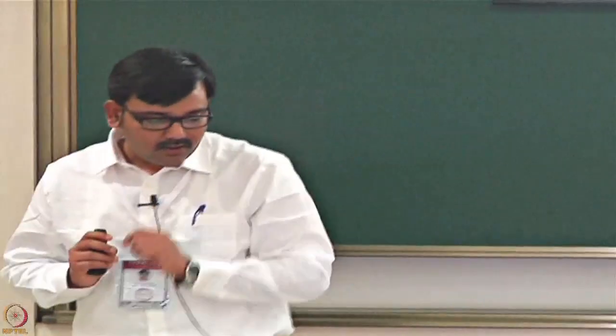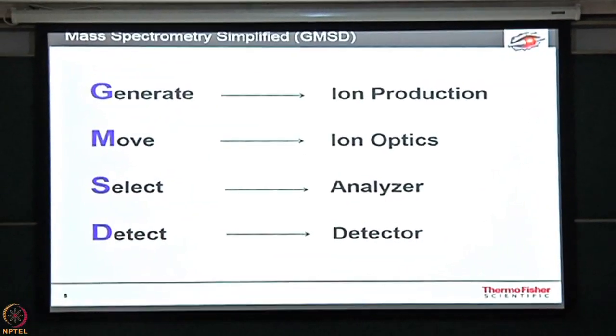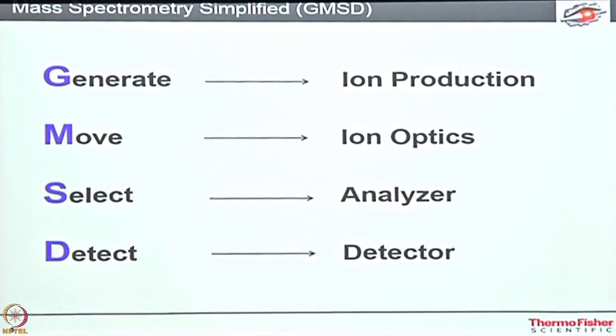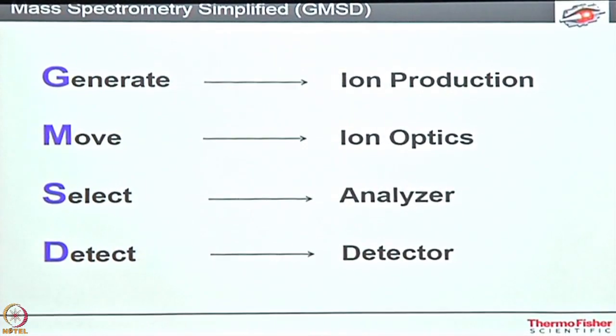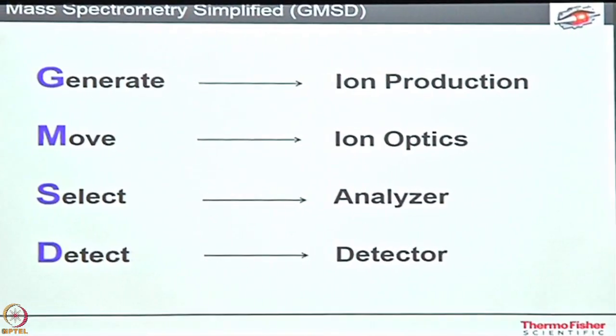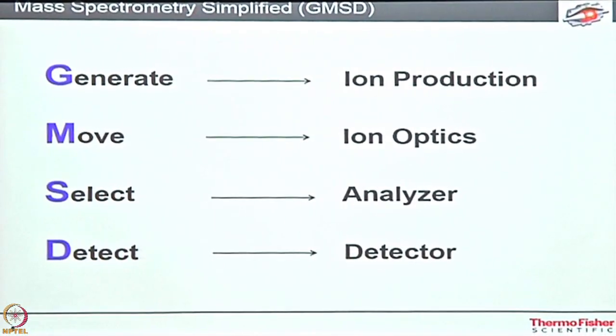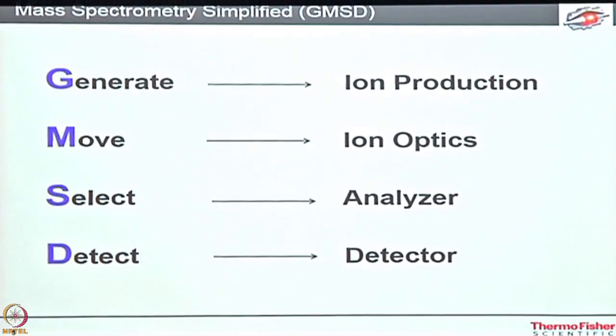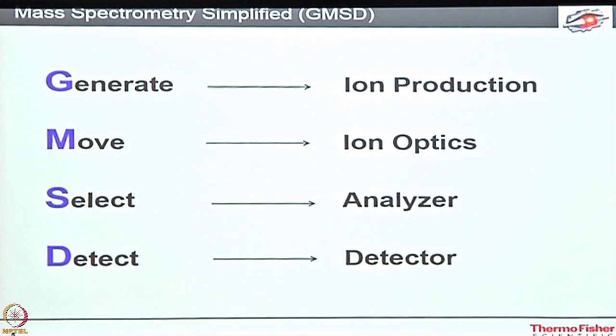Now we can simply explain mass spectrometry in four letters, GMSD. First is Generate, so you have to ionize the molecule. Once any molecule can be ionized, it can be detected by mass spec. So that is a simple way to identify it. It has to be ionized properly.